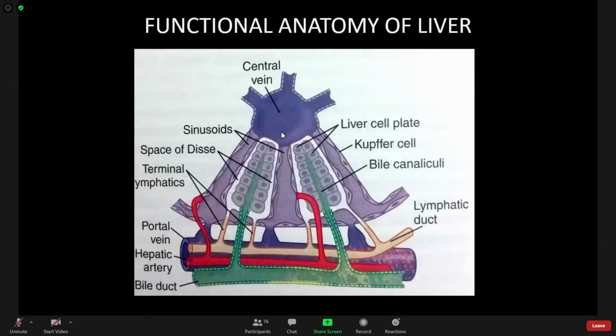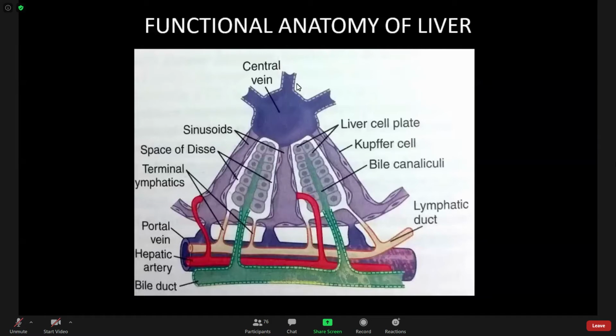The lobule is made up of liver cell plates, and between the liver cell plates is the bile canaliculi. Hepatocytes, or liver cell plates, produce bile, and it is secreted into this bile canaliculi. From the bile canaliculi, it opens into the bile duct. Again, I am repeating it.